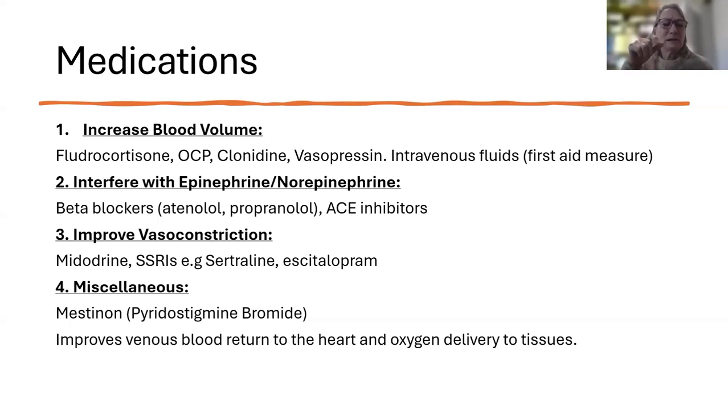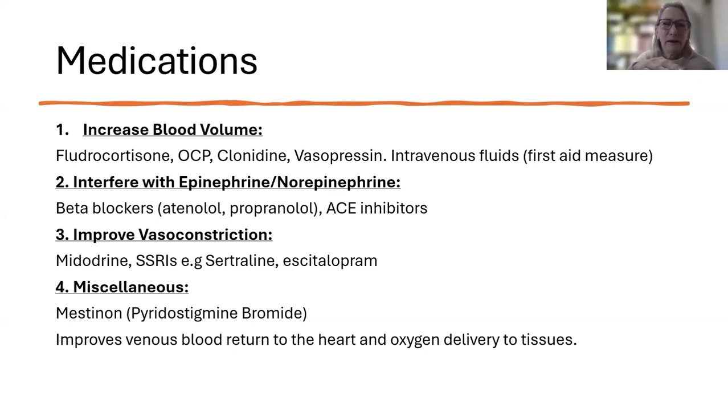The next ones are the ones that improve vasoconstriction. So these are people having faulty nerve control of their blood vessels in their legs. And midodrine is the one that's used mostly for that, and that's a medication that you have to take 3 or 4 times a day. And it's really important when you're taking it not to take it before you go to bed at night, because it can make your blood pressure go down too low. But that can make quite a difference.